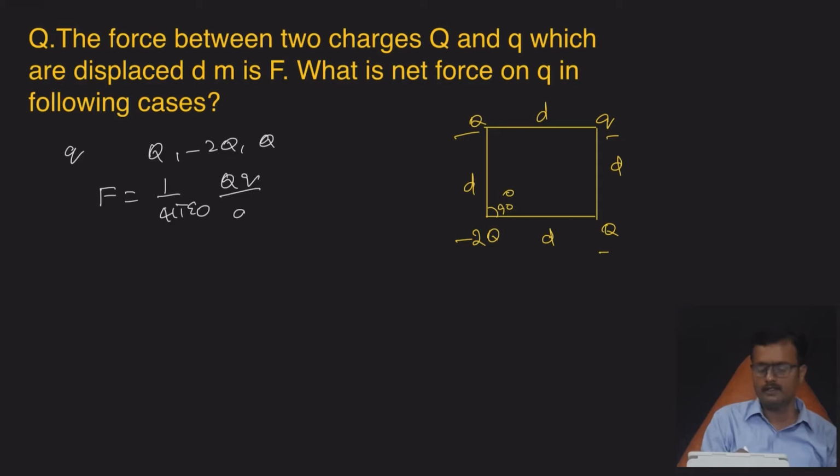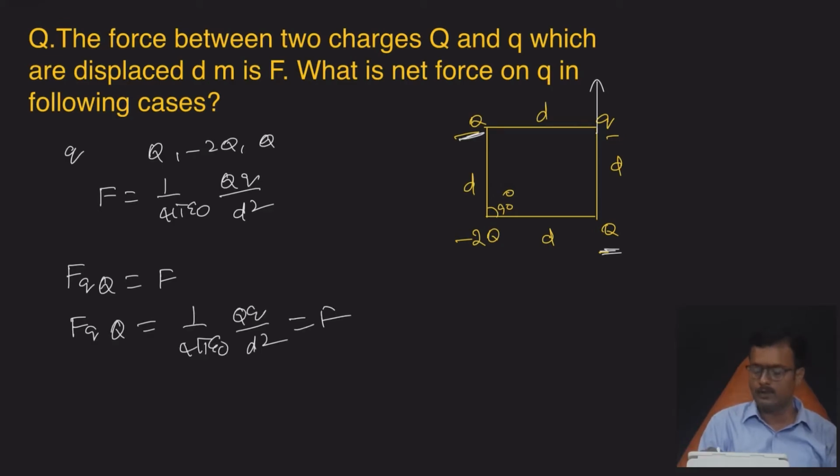Q by d square. The force on Q by one of the charges, suppose I take here Q. What is the formula? 1 by 4 pi epsilon naught q by d square. So that is F. So what is the direction? Q repels the small q along this direction. Next, the force on Q by the other Q, that is equal to F. Small q is repelled by the big Q along this direction.